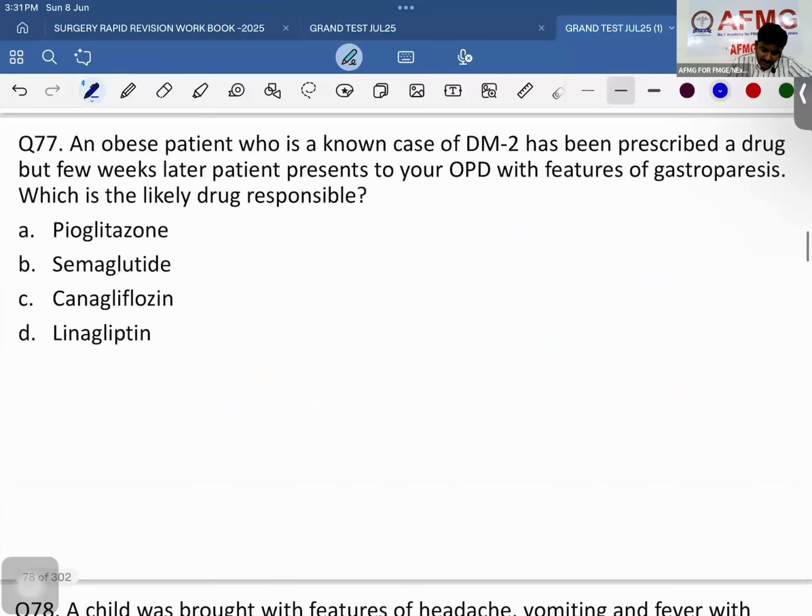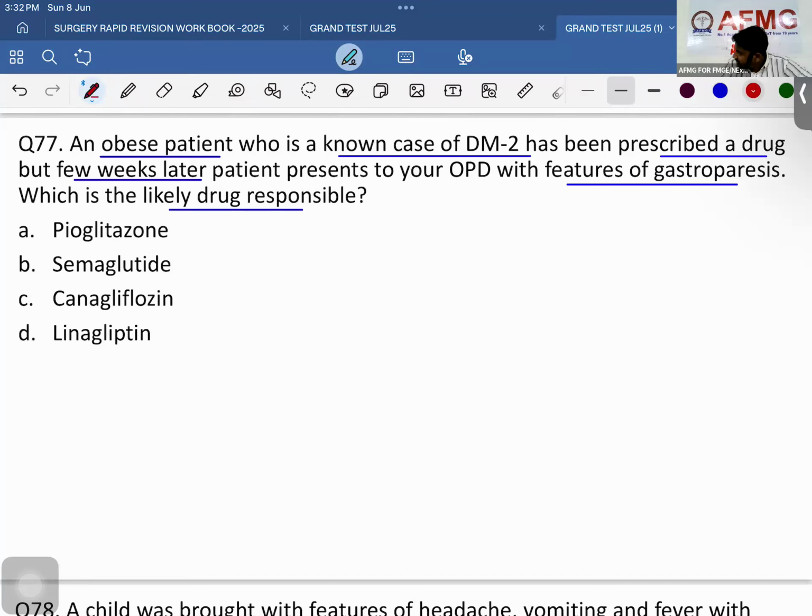Chalo. Question number 77. An obese patient who is a known case of type 2 diabetes mellitus beta has been prescribed a drug, but few weeks later beta, the patient presents to your OPD with features of gastroparesis. That is, the food is not able to go from stomach into the duodenum because the motility of the stomach is affected. What is the likely drug responsible for this problem?